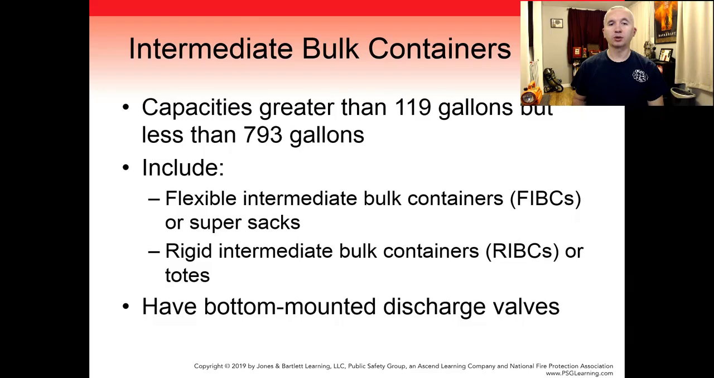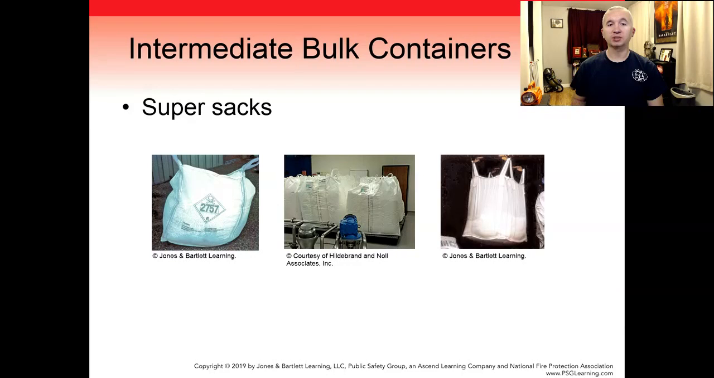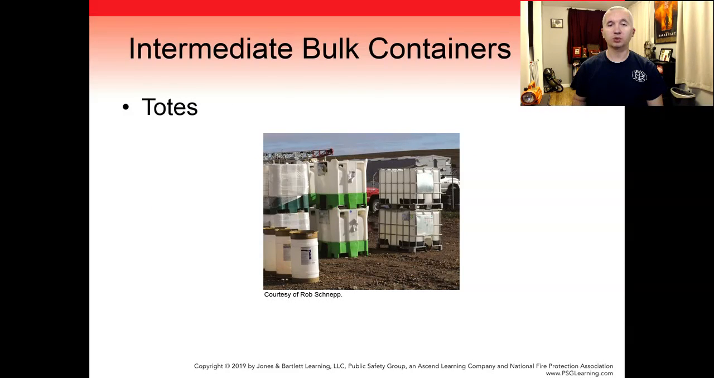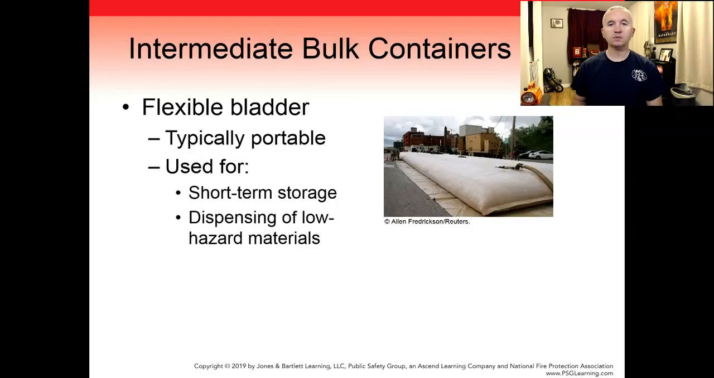Intermediate bulk containers hold volumes that fall between what is typically found in drums or bags and what is in cargo tanks. Their capacities are greater than 119 gallons but less than 793 gallons, and they include flexible intermediate bulk containers, or super sacks, or rigid intermediate bulk containers, or totes. Super sacks have bottom-mounted discharge valves and are commonly found at fixed facilities. Totes do have bottom-mounted discharge valves as well. The flexible bladder is typically portable and is used for short-term storage and dispensing of low-hazard materials.